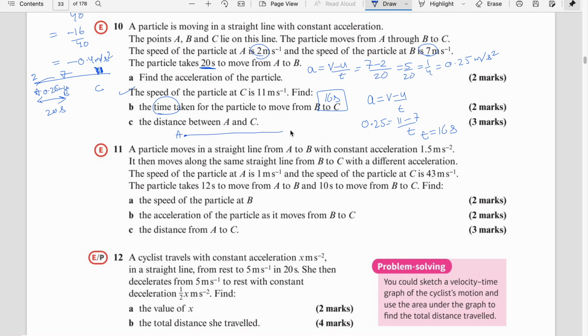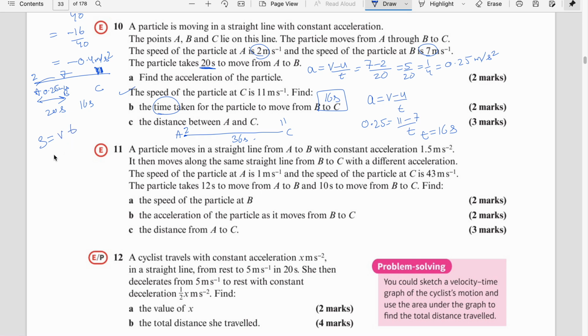This is A, this is C. And if I say speed here is 2, speed at the end is 11, and I know the total time, which is 20 and 16 seconds, that is 36 seconds. So we can use this formula.